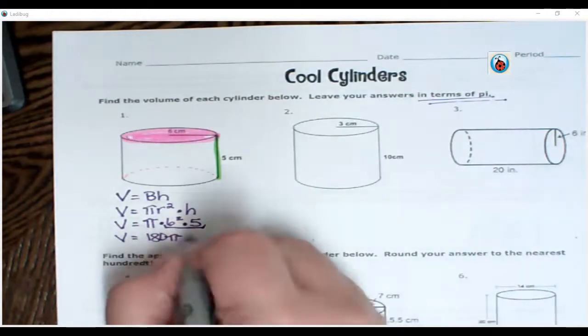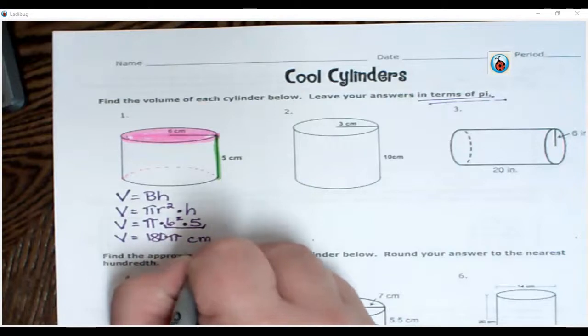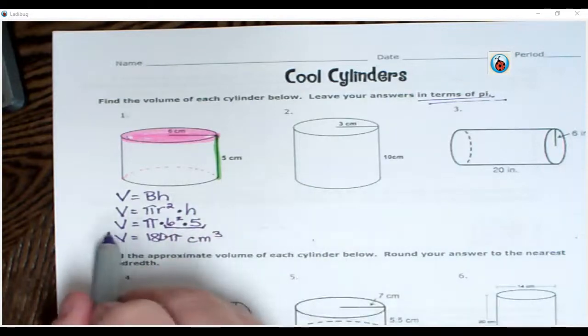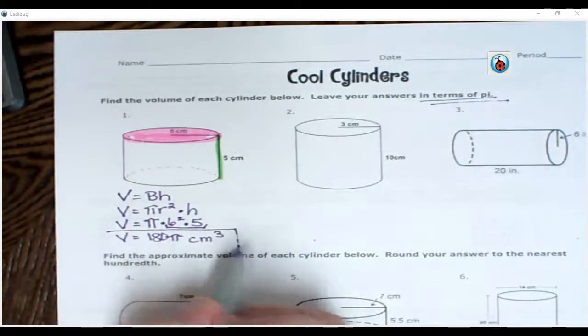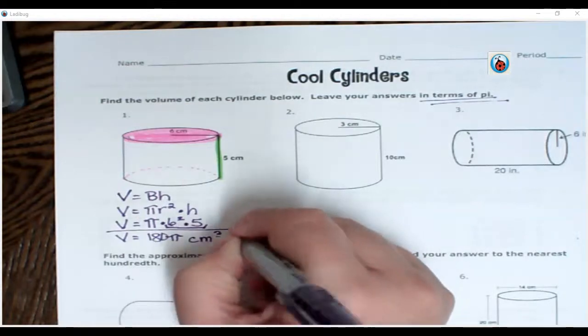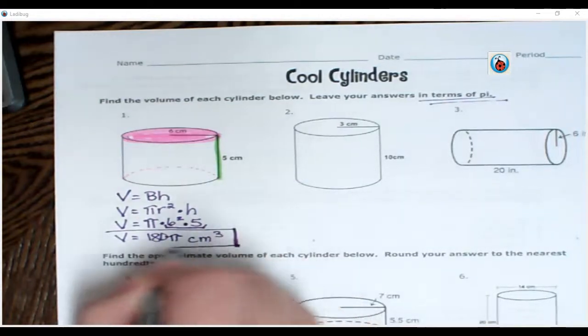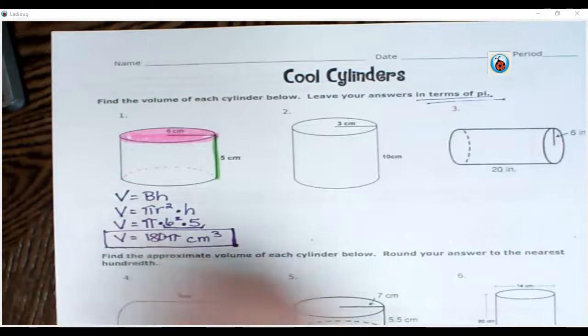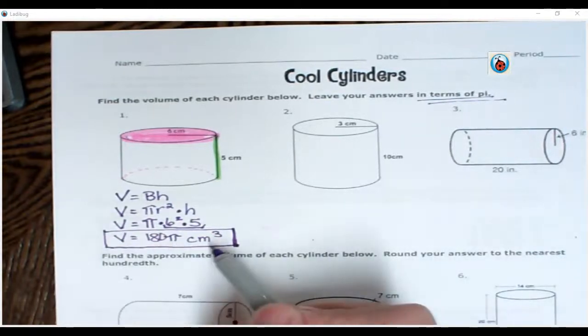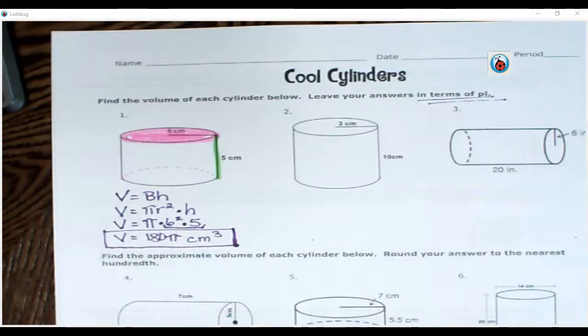And then we just write our units, centimeters cubed. Our answer is in cubic units. Volume is always in cubic. Area is in square units. So 180 pi cubic centimeters or centimeters cubed. Okay, with that example, you can finish out 2 and 3.